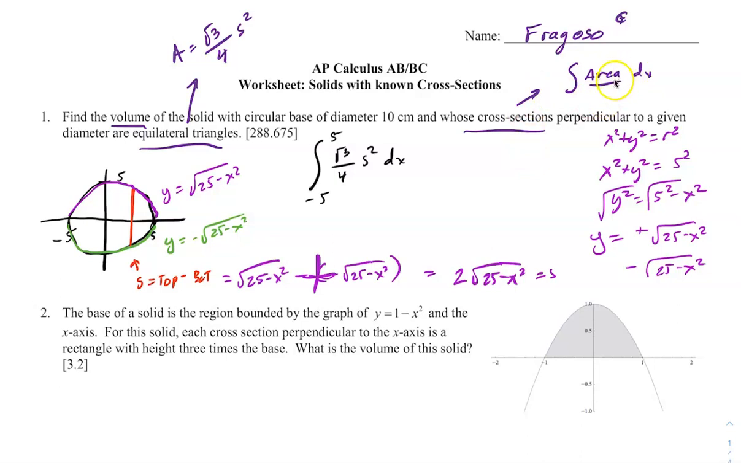So I just got to find out what the area formula is. In this case, it's equilateral triangles, so I use this formula. Next, you got to find out what the s is. What's the s? It's like the area, it's like, what's that slice? What's the height of this thing?